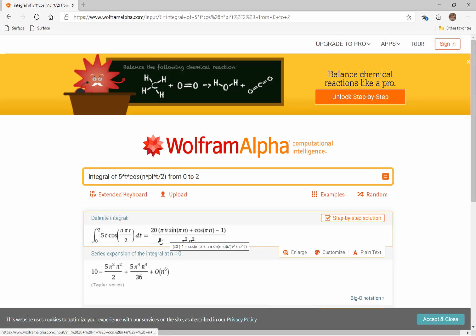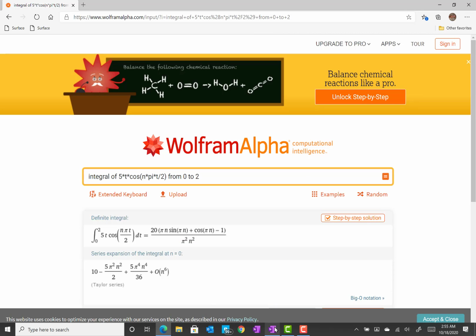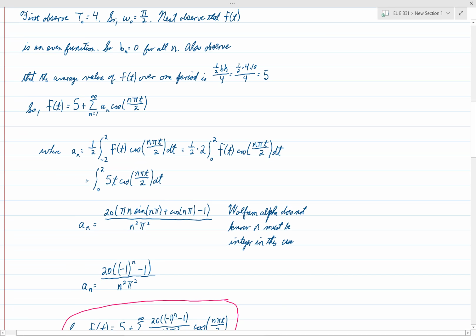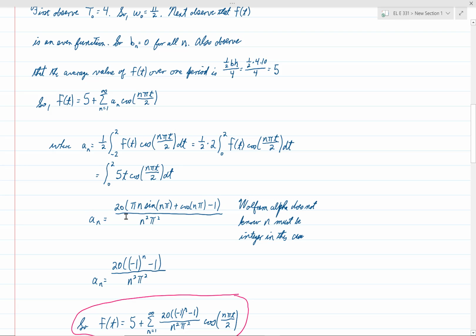Now, this answer is 20 times parentheses pi n sine pi n plus cosine pi n minus 1 over pi squared n squared. So let's come back here to OneNote, and you can see that I've written that same thing down here, 20 times parentheses pi n sine n pi plus cosine n pi minus 1 over n squared pi squared.